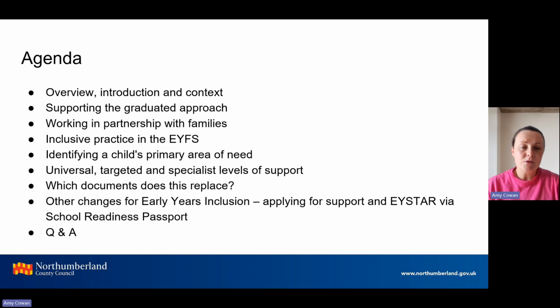Just for some context, the Early Years Ordinarily Available Provision Guidance document explains to settings, families and other practitioners what should be in place in early years settings. That might be within schools, private nurseries or childminder settings. It outlines what should be available for all young children. Settings should use the guidance to make sure they've got in place everything that's expected of them within the law and within national guidance as well.